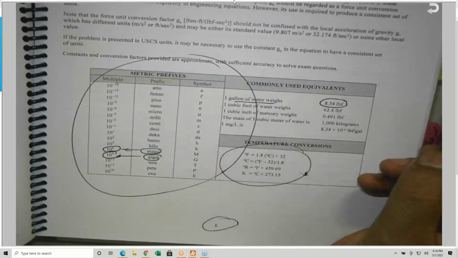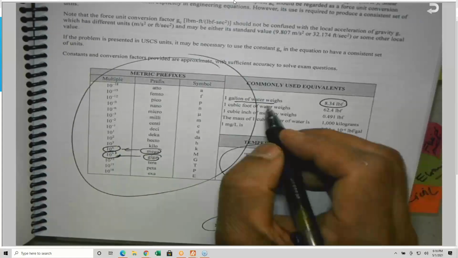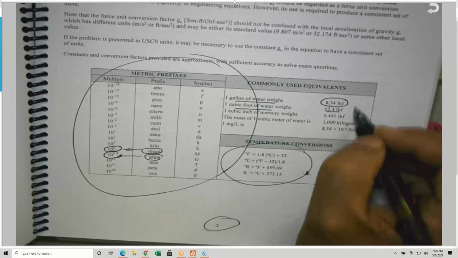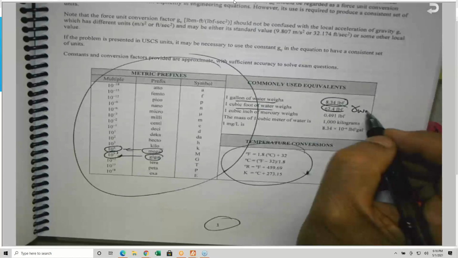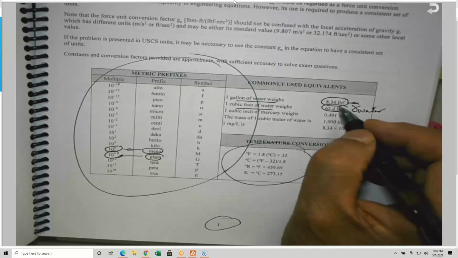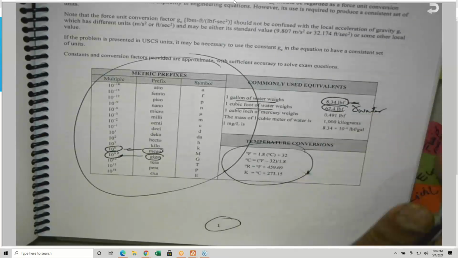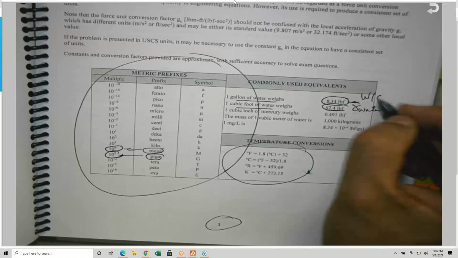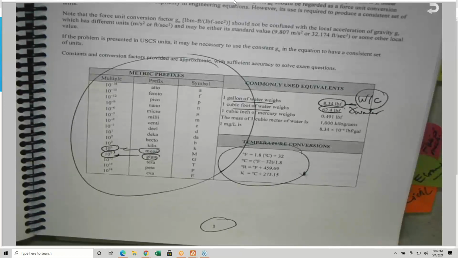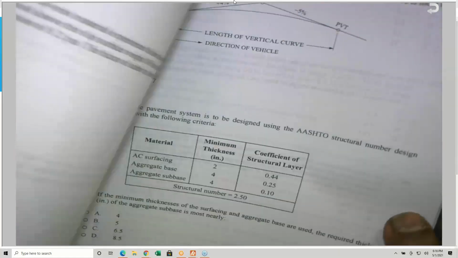One gallon of water, by the way, is very important: 8.34 pounds. One cubic foot of water is 62.4 pounds. These two numbers are gamma water, and the pounds in one gallon of water, which is 8.34. We're going to use this when we're talking about the water-cement ratio for concrete mix, W over C. In fact, they have a problem in the NCEES, and I will cover the materials tomorrow, hopefully.